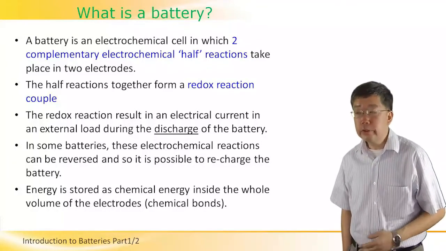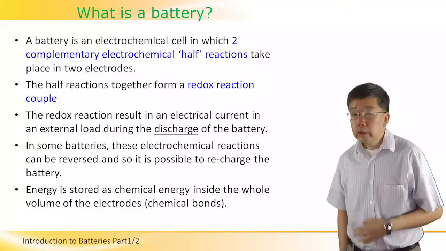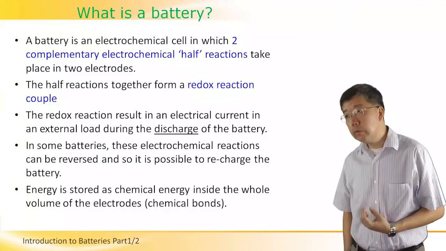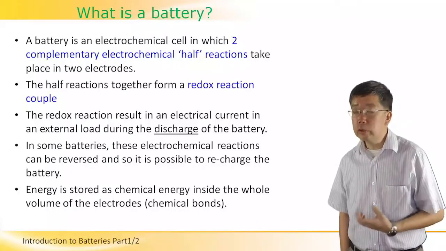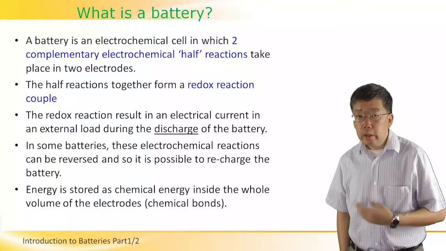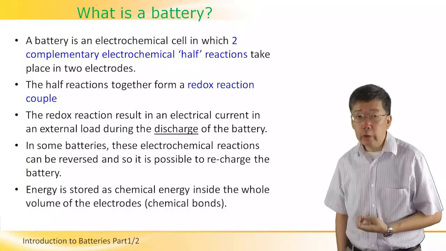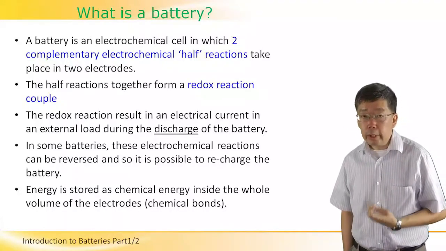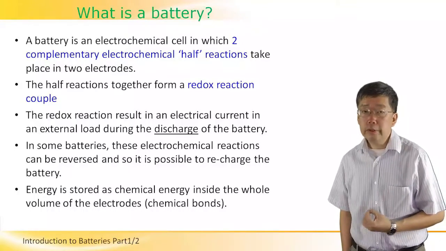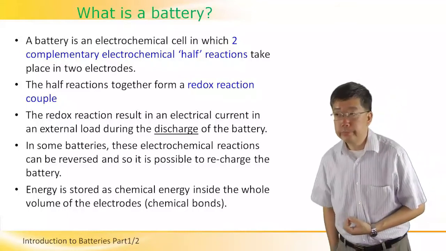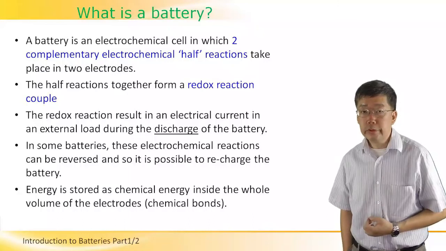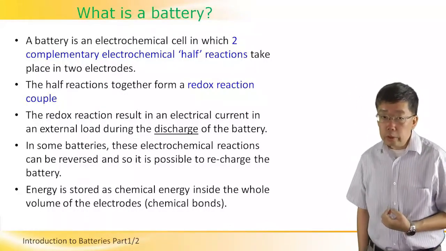So you have two half reactions taking place in each electrode, and together they will form a complete redox reaction couple. And by redox we mean reduction and oxidation. It's an abbreviation of those two terms. So during the discharge of a battery, these redox reactions will take place within the battery, and as a result of these reactions, an electrical current will be generated by the energy which is discharged during those reactions. In some batteries, these electrochemical reactions can be reversed, and therefore it is possible to recharge the battery.